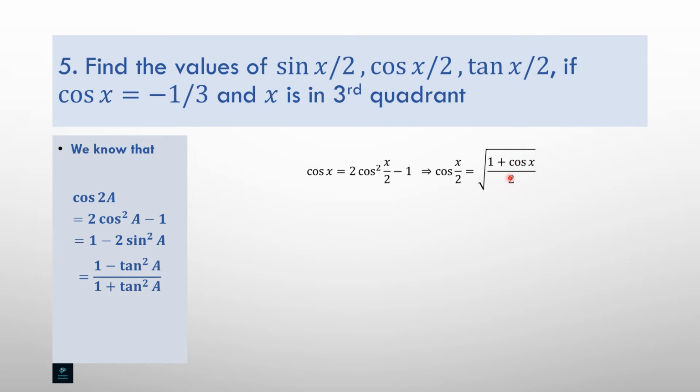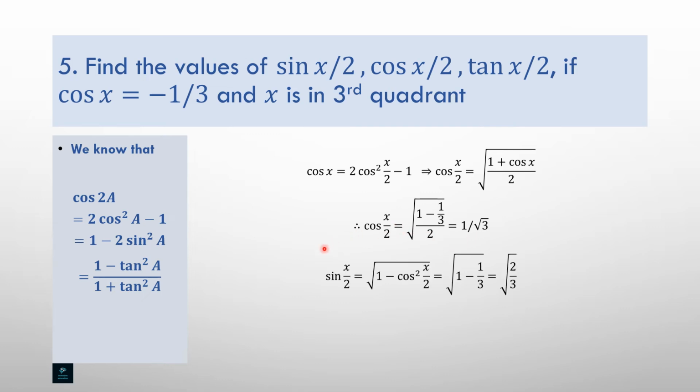Putting the value of cos x equal to minus 1 by 3, we get cos of x by 2 equal to square root of (1 minus 1 by 3) by 2, and this is equal to 1 by square root of 3. Now sin of x by 2 will be equal to square root of (1 minus cos x) by 2. This is equal to (1 minus 1 by 3), and this is equal to square root of 2 by 3.